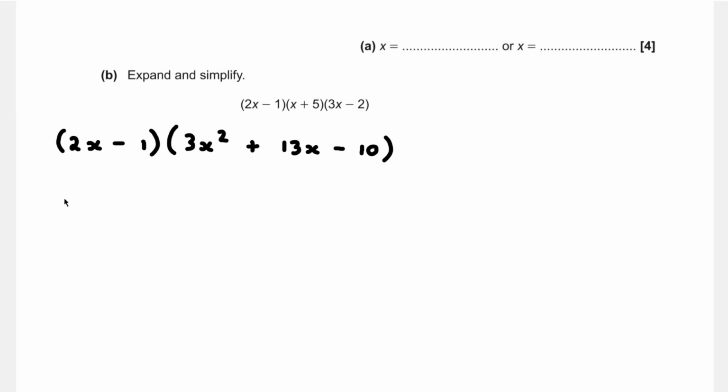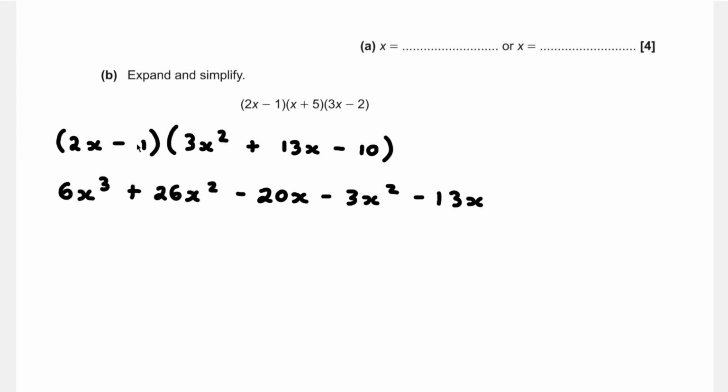So let's expand this. I've got 2x times by 3x squared, which is 6x cubed. Then I've got 2x times by 13x, which is 26x squared. Then I've got 2x times by minus 10, so that's minus 20x. Then I've got minus 1 times 3x squared, so that's minus 3x squared. Then I've got minus 1 times 13x, so that's just minus 13x. Then I've got minus 1 times minus 10, which is plus 10.